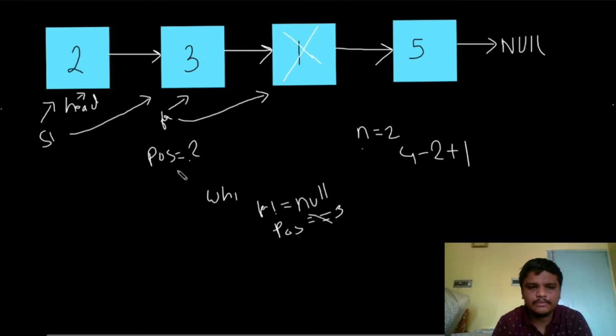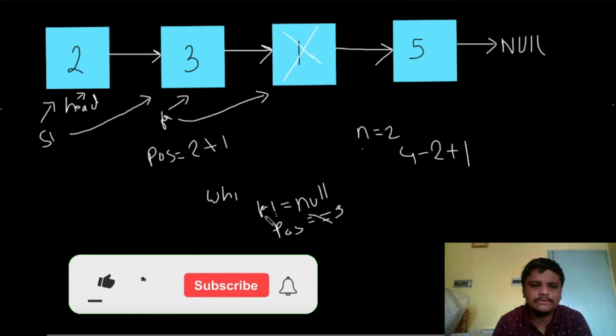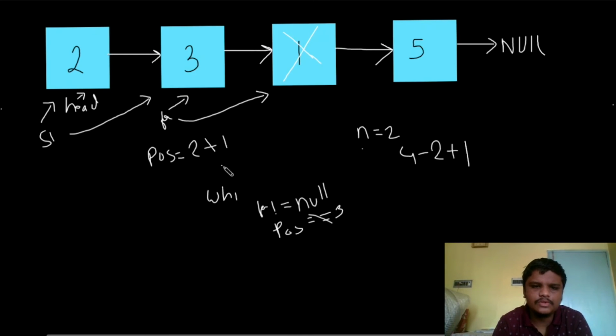Now our pos is going to increment by 1, so pos will be 3. Next, we know that first is not equal to null, so we check whether 3 equals 3. Yeah, we know that 3 equals 3. So this condition is satisfied.